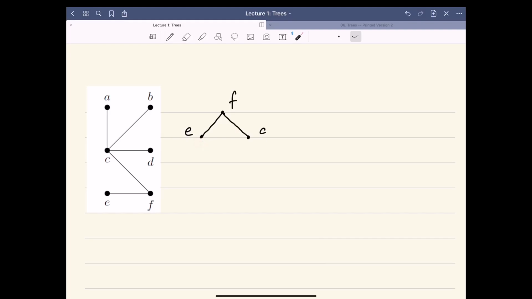And now for C, it is adjacent to three vertices. So we have to draw three vertices in a lower level, one for D, one for B, and one for A. So now the root, this is the root.